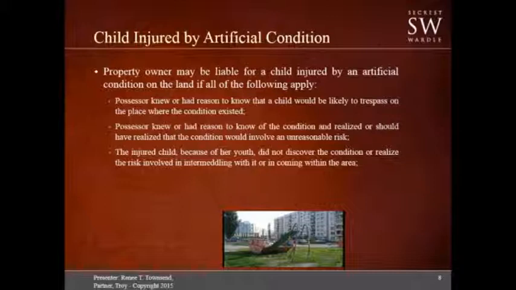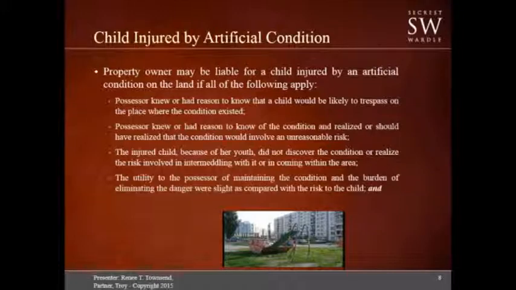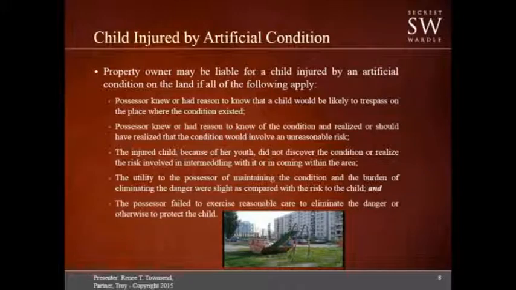Number 3, the injured child, because of her youth, did not discover the condition or realize the risk involved in intermeddling with it or in coming within the area. Number 4, the utility to the possessor of maintaining the condition and the burden of eliminating the danger were slight compared with the risk to the child. And then finally, number 5, the possessor failed to exercise reasonable care to eliminate the danger or otherwise protect the child.